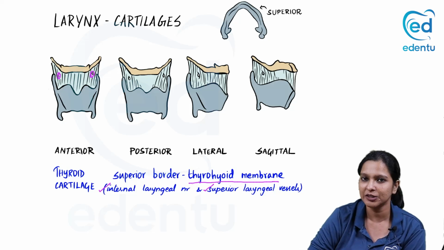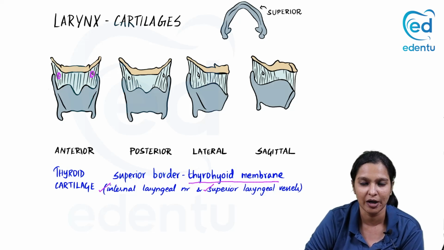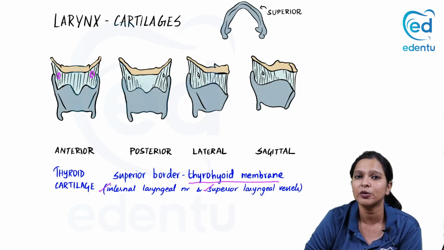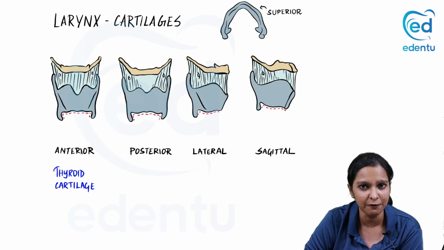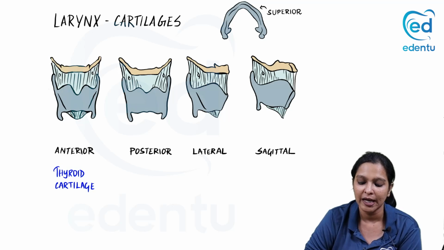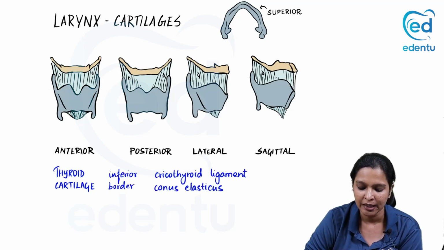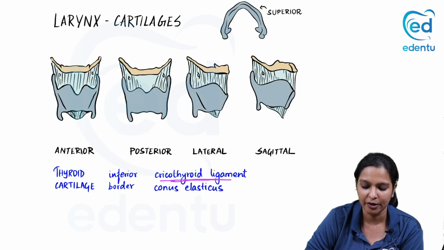So these are all the structures that are piercing the thyrohyoid membrane. It is related to the superior border of thyroid cartilage. This is the inferior border of thyroid cartilage. It is related to another membrane that is called the cricothyroid membrane.